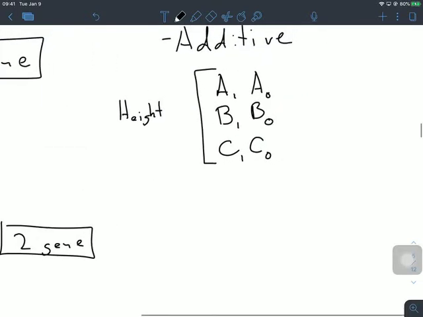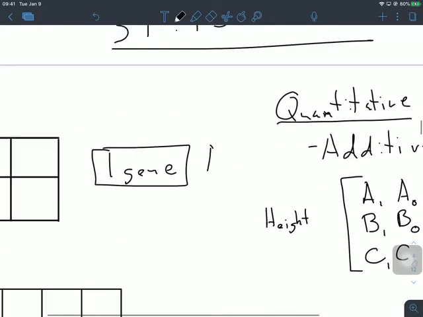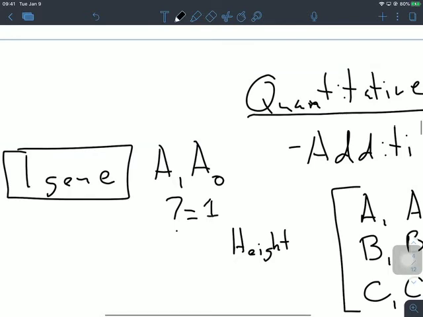So an individual that is heterozygous for our one gene system, let's say that this is gene A, we're looking for an individual that's heterozygous. What is their overall height? Well, that equals 1 inch. Whoops, I have to find a way to distinguish my ones from random lines. 1 inch.